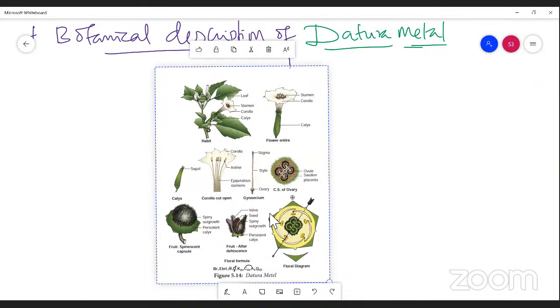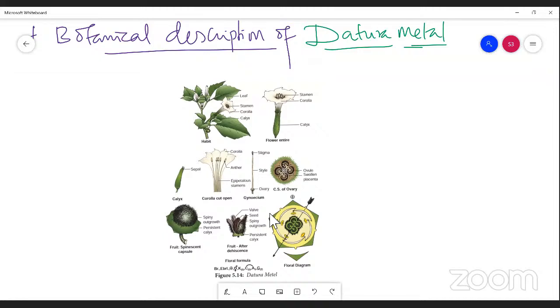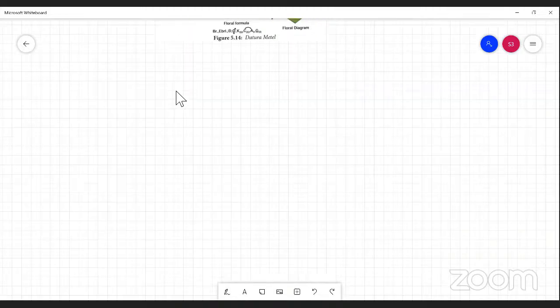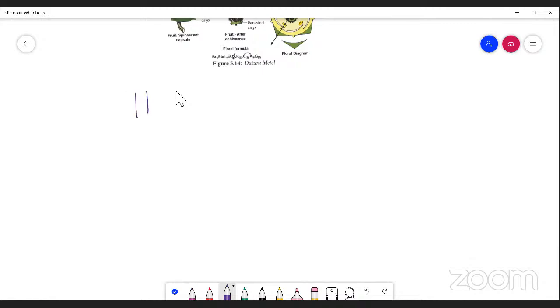Now we are going to discuss the botanical description of this Datura metel. Did you see the plant? Yes, sir. We are going to describe this plant right from habit, root, stem, leaf, inflorescence, etc. On seeing the plant, you can understand it is a very large, stout herb. In the botanical description, the first character is habit.